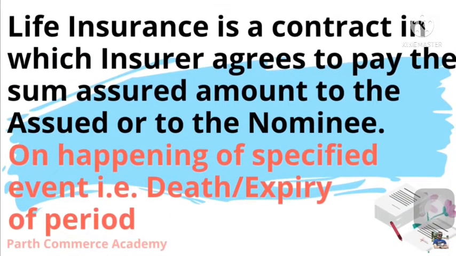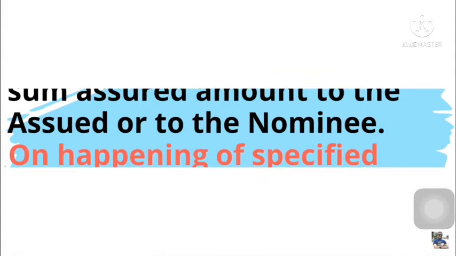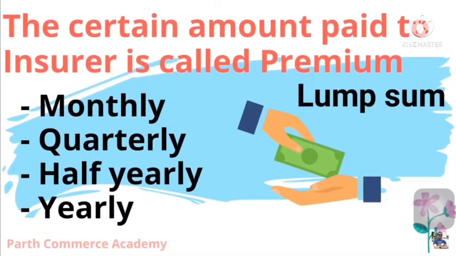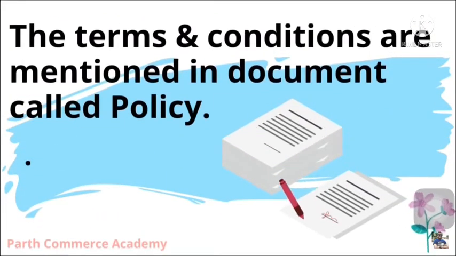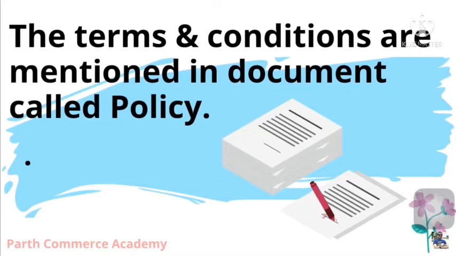Life insurance is a contract in which the insurer agrees to pay the sum assured amount to the assured or to the person for whose benefit the policy is taken, you can say nominee here, on happening of a specified event like death or expiry of a certain period. For this, a certain amount is paid to the insurer and it is called premium. It may be paid either in lump sum or in installments like monthly, quarterly, half yearly or yearly. The terms and conditions are mentioned in a document called policy.